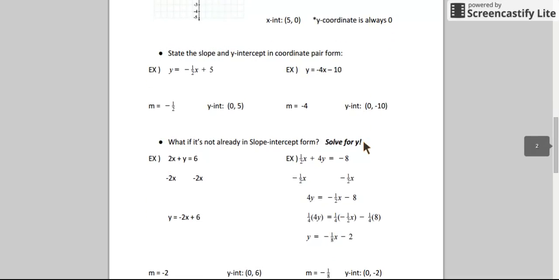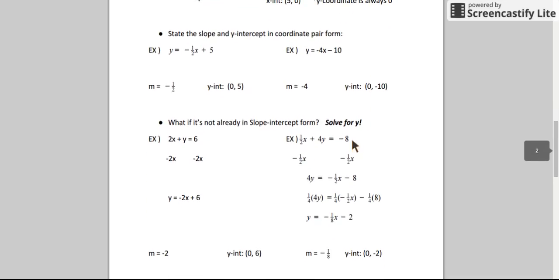What if it's not already in slope-intercept form? Well, what we want to do is we want to solve it for y. Notice that these equations are solved for y, and then we want to put it in the order of slope-intercept form.